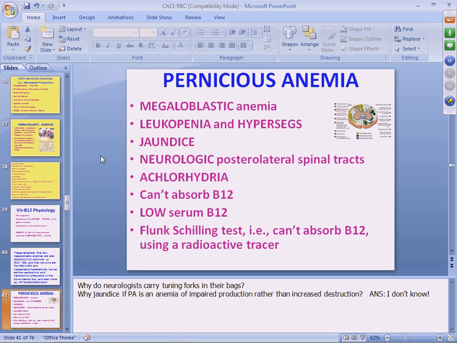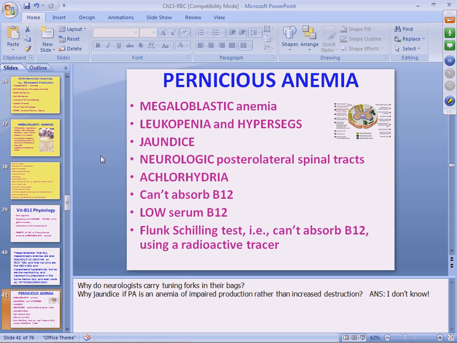So, let's take a pernicious anemia patient. They have megaloblasts in their bone marrow. They may have leukopenia, but the granulocytes are hypersegmented. Now here's the part you're not going to understand, because I don't understand it either: very often they're jaundiced as well. So the pallor of their anemia is often masked by the jaundice of the bilirubin.